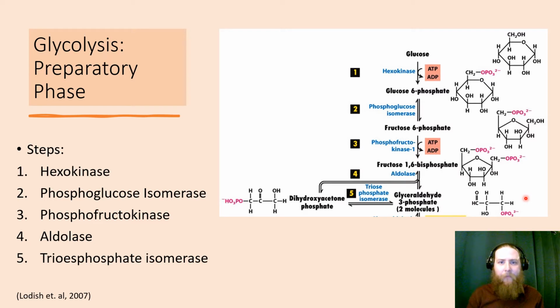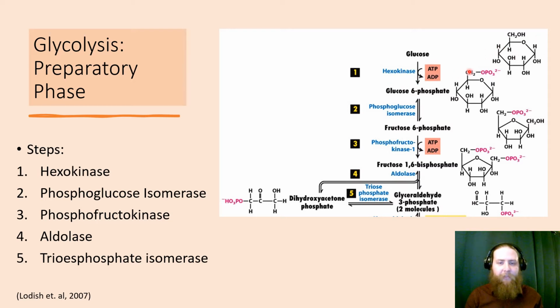The first step is catalyzed by hexokinase, and we take an ATP molecule and turn it into an ADP. What we do to the glucose molecule, here's the normal glucose, is add this phosphate group onto it. So we take this glucose and turn it into glucose 6-phosphate, named so because this phosphate group is on the 6th carbon of this glucose.